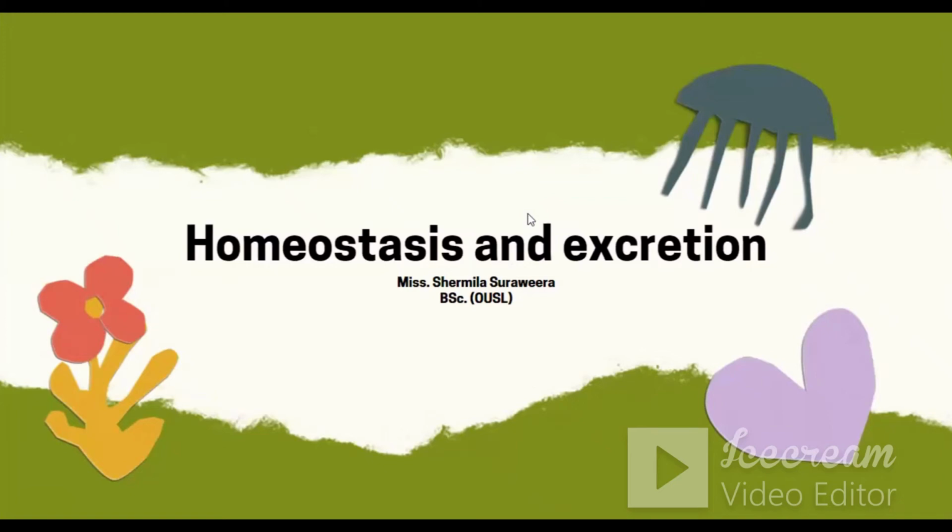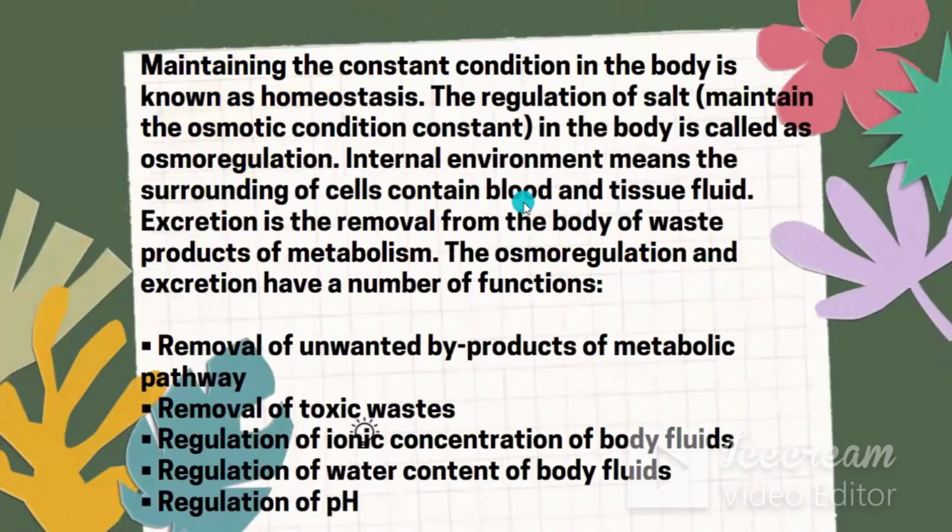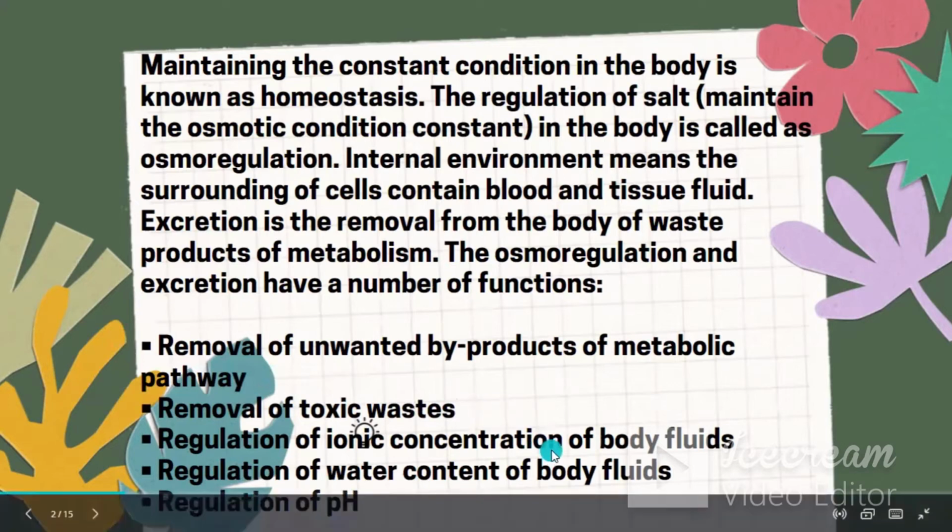In this presentation, we are going to talk about homeostasis and excretion. Maintaining the constant condition in the body is called homeostasis. The regulation of salt, meaning sodium chloride, and water balance is called osmoregulation, and removal of waste product is called excretion. Osmoregulation and excretion have several functions: removing waste materials, removing toxins, ion balance, water content, and also regulating pH level.